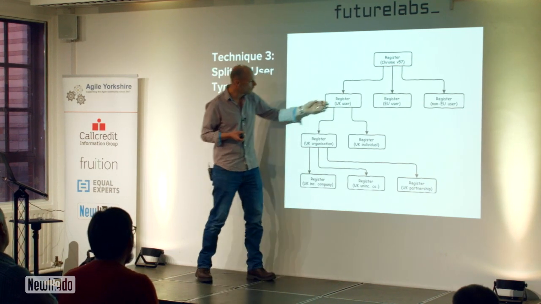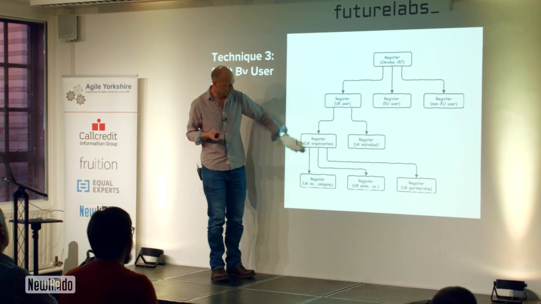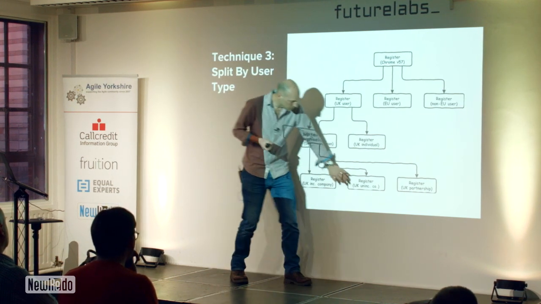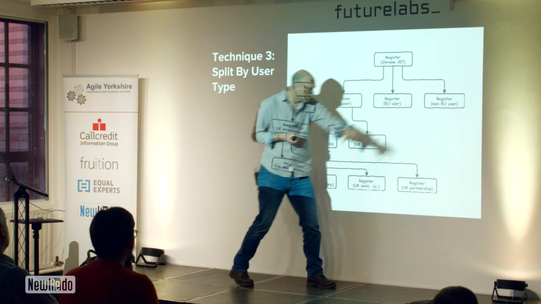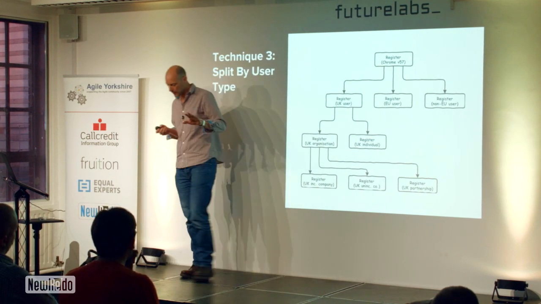And then within UK users, I've got organizations and individuals. And again, most are organizations, so let's focus in on that first. I've got incorporated companies, unincorporated companies, partnerships. There were others as well, actually. So choose one to focus in on. There were literally about 7 or 8 different variants on this, and if we tried to do them all at once, it would have been too much. So, splitting by user type.